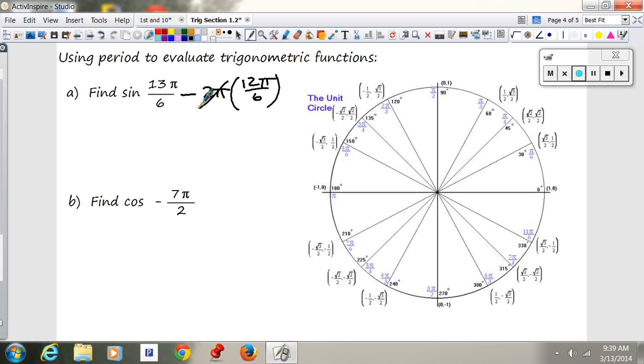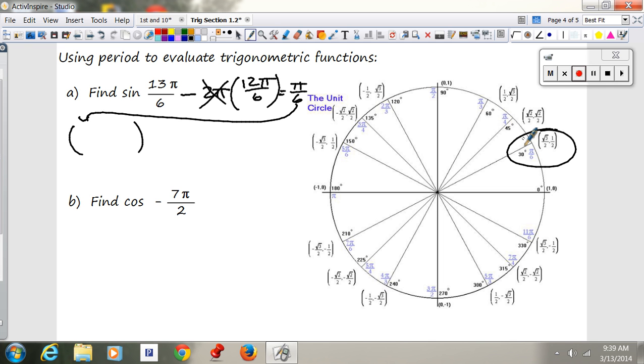Okay, so let's get rid of this 2 pi. We don't need that. 13 pi over 6 minus 12 pi over 6 is just pi over 6. Okay, what's my coordinate at just pi over 6? Okay, right here is my coordinate, radical 3 over 2, 1 half. So what's my sine of 13 pi over 6?